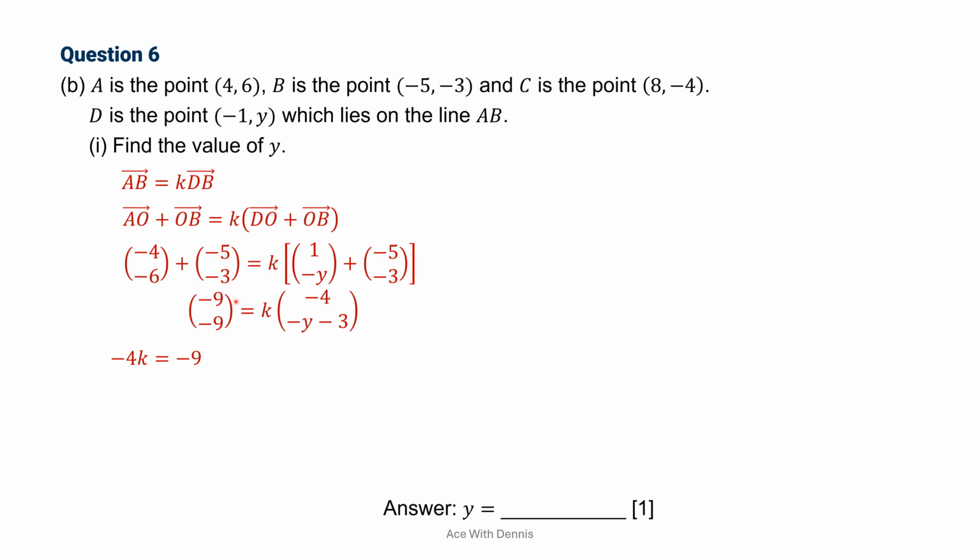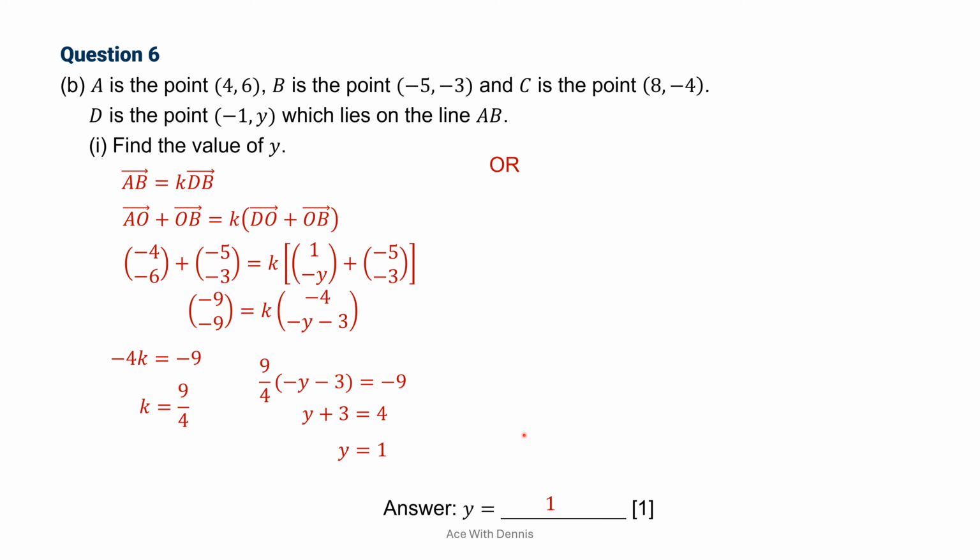Next, we compare the x direction, -9, or we can say -4k equals -9. Hence, k will be 9/4. We can also compare at the bottom, 9/4 times (-y minus 3) equals -9. So y plus 3 will be 4 and y equals 1. Hence, the answer is 1.